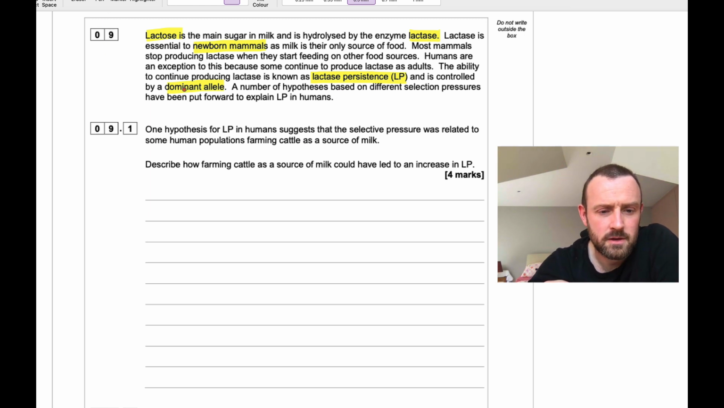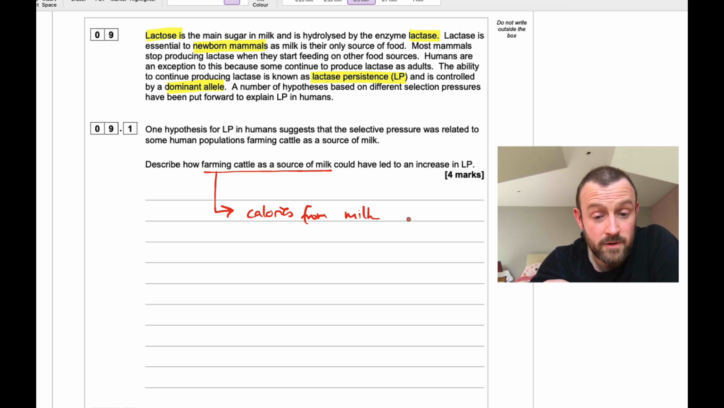4 marks. So farming cattle as a source of milk. This means calories from milk available.